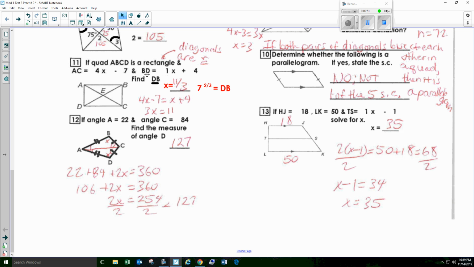Okay, but then I have to go back and read the question. The question has to find DB, the actual length. So now I got to plug that into BD or DB, same thing. So 11 thirds, which is 3 and 2/3, plus 4 is 7 and 2/3. So DB is 7 and 2/3. Here's your final answer right there. Okay, that's your answer.